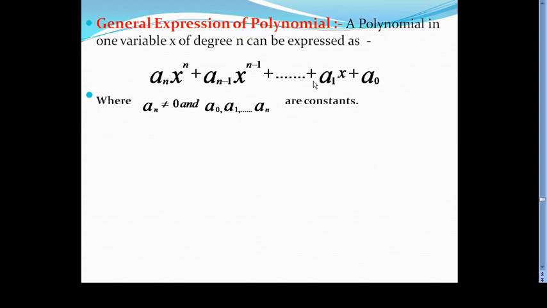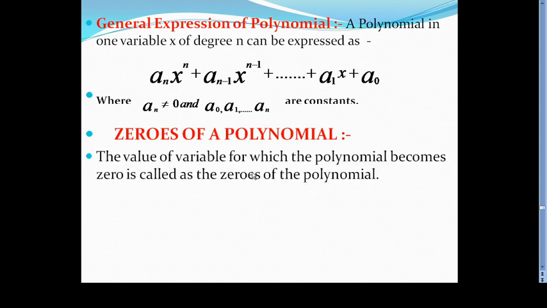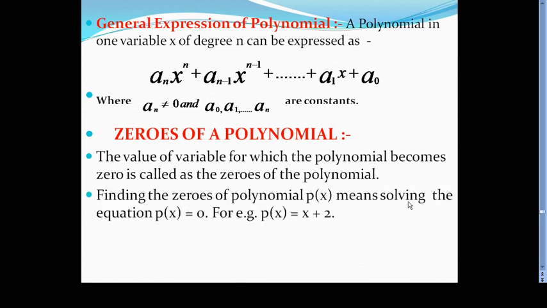Okay. Now zeros of a polynomial, a very important topic. What is the definition of zeros of a polynomial? The value of the variable for which the polynomial becomes 0 is called the zero of the polynomial. That means the value which, when substituted at the place of the variable, results in 0. See, finding the zeros of a polynomial means solving the equation p(x) equals 0. What do we mean by zeros of a polynomial? We mean we are equating the polynomial to 0, that means we are just solving the equation p(x) equals 0.